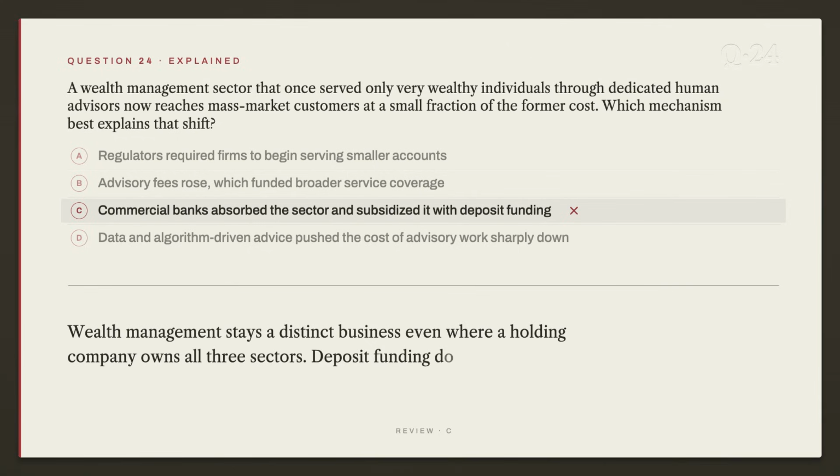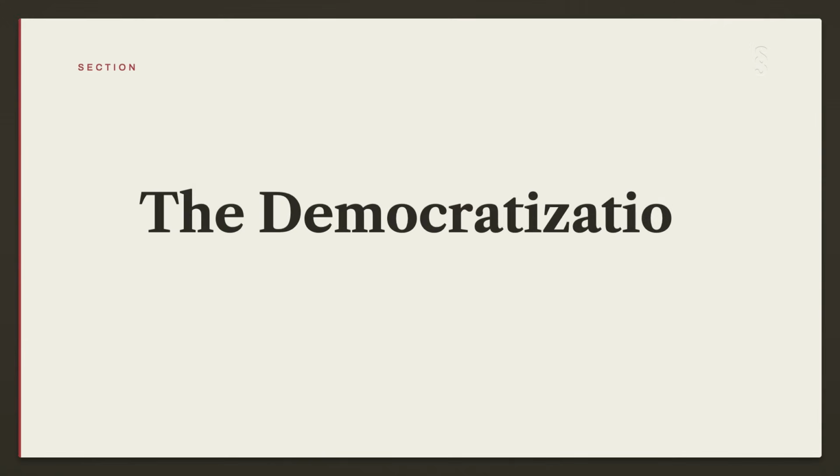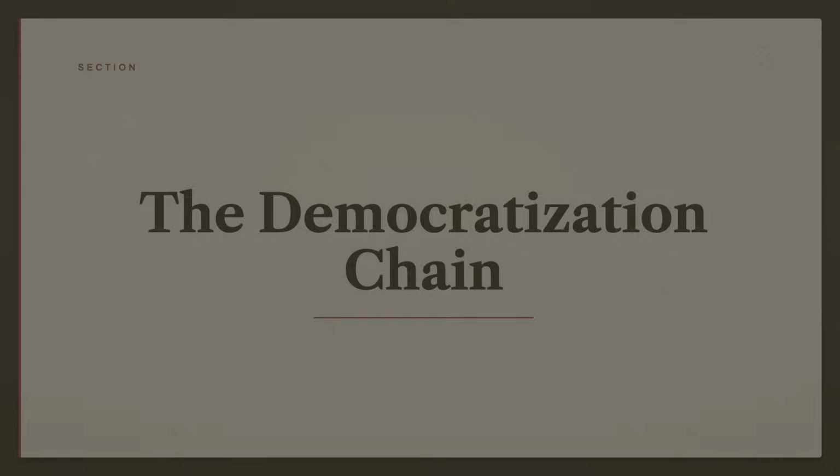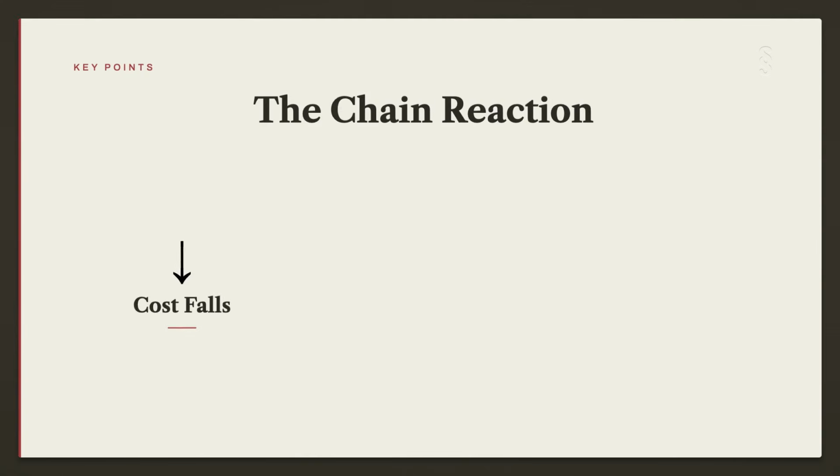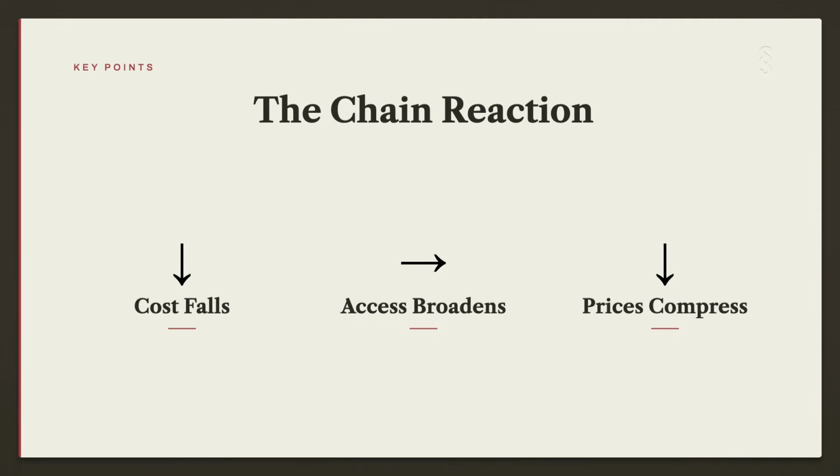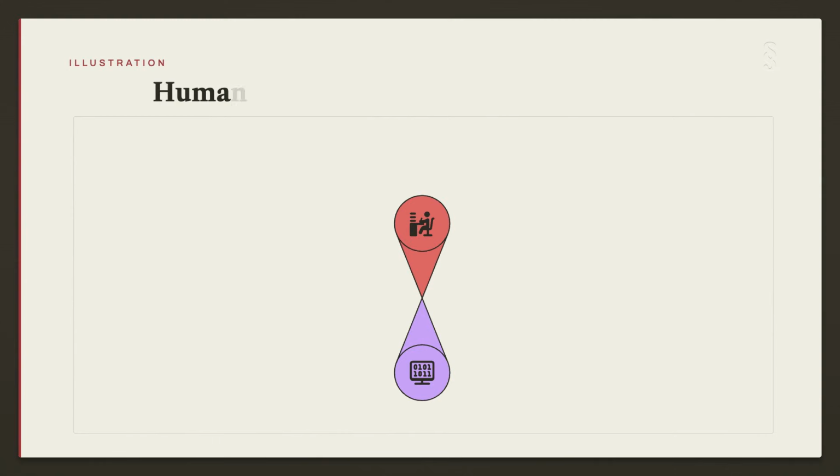Deposit funding does not explain algorithm-driven cost reduction in advice. There's a single sequence that repeats across every sector in this course, and once you can see it, it becomes the most powerful predictive tool you have. Technology lowers the cost of delivering a service. Lower cost makes previously unprofitable customers worth serving, which increases competition at the low end. That competition then forces incumbent pricing down across the entire market.